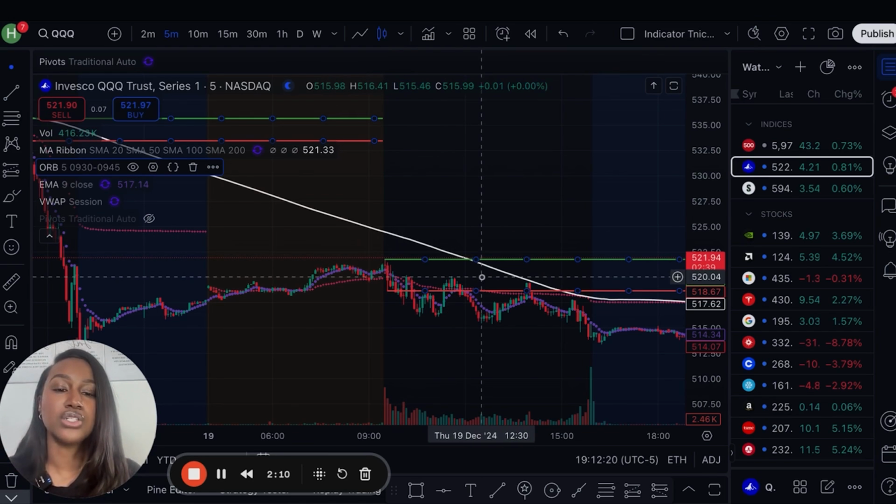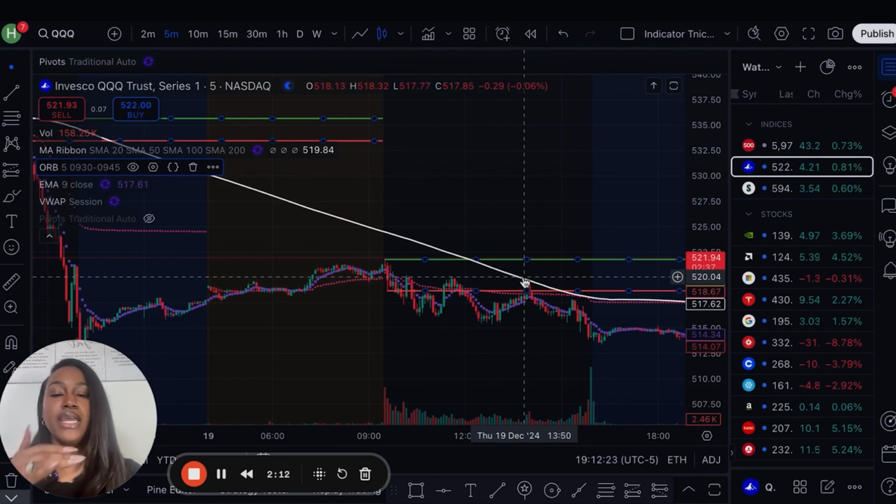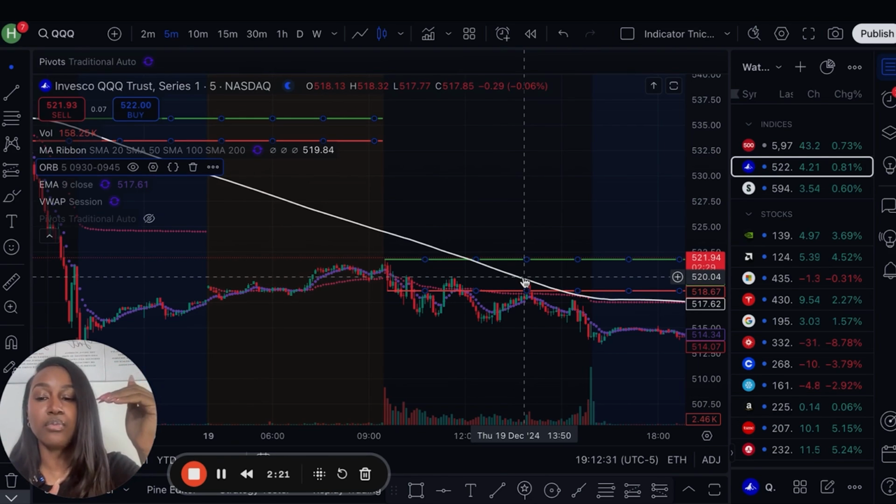So if I see the 200 above price action and I see a trend in a call position, right? If I see an upward trend and the 200 is above price action, I would be wary to enter into a call for that time being until the price has fully broken out of the 200 and had a continuation in the call position.